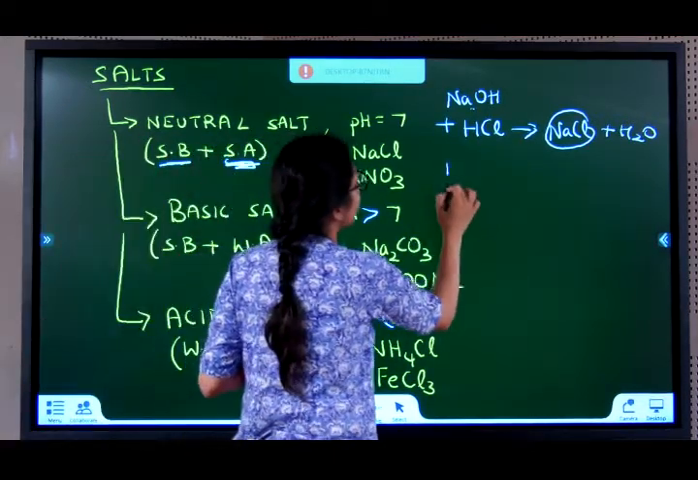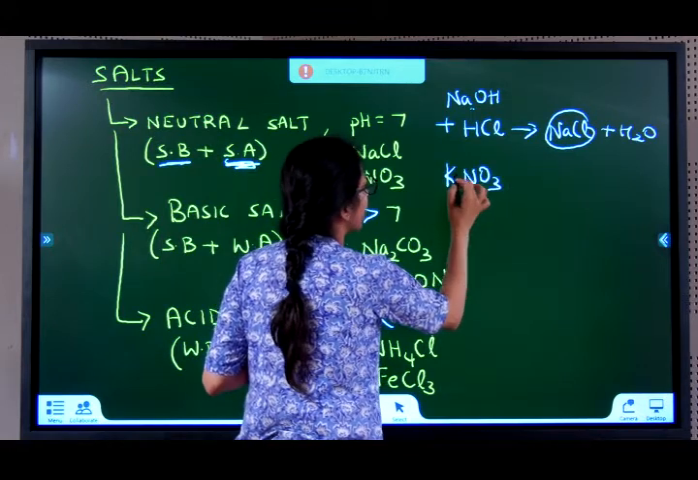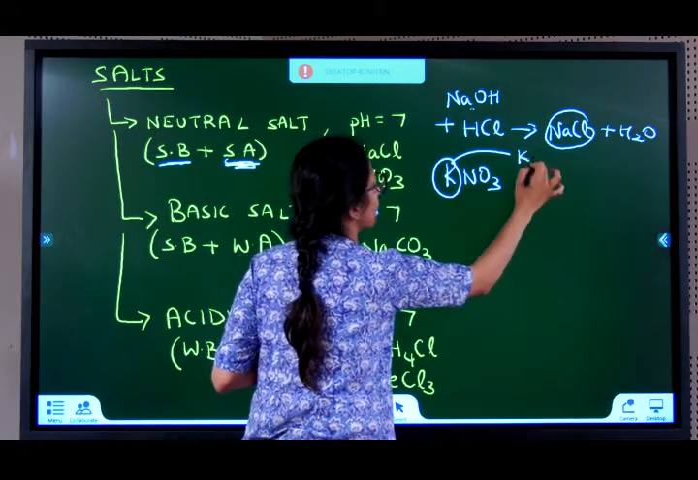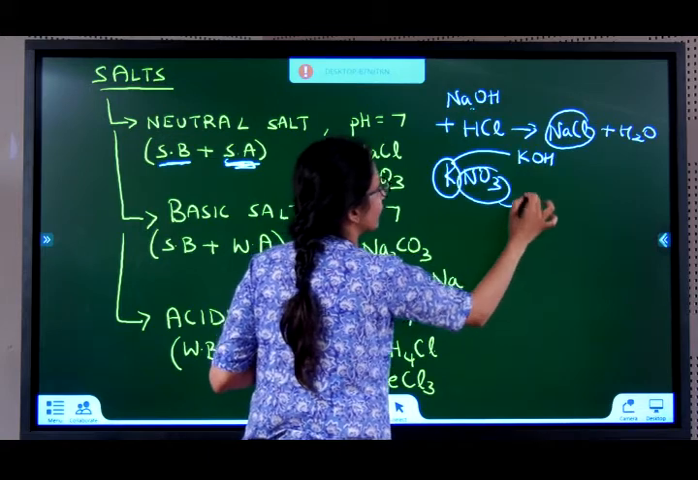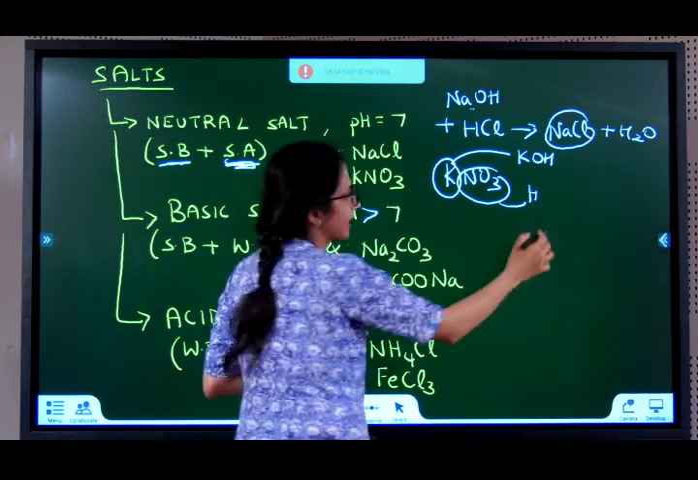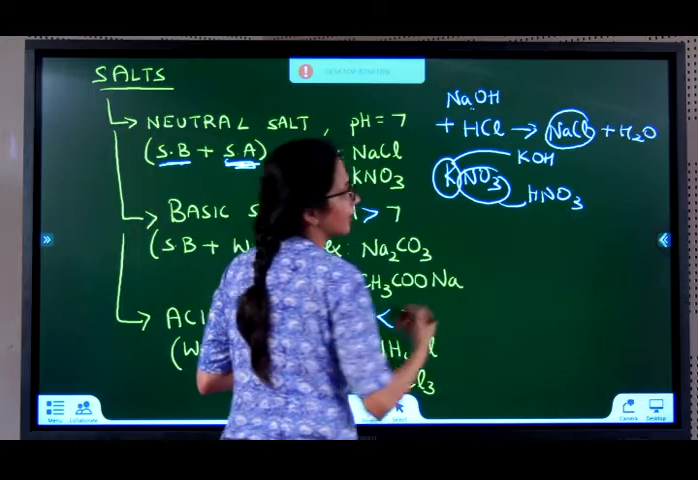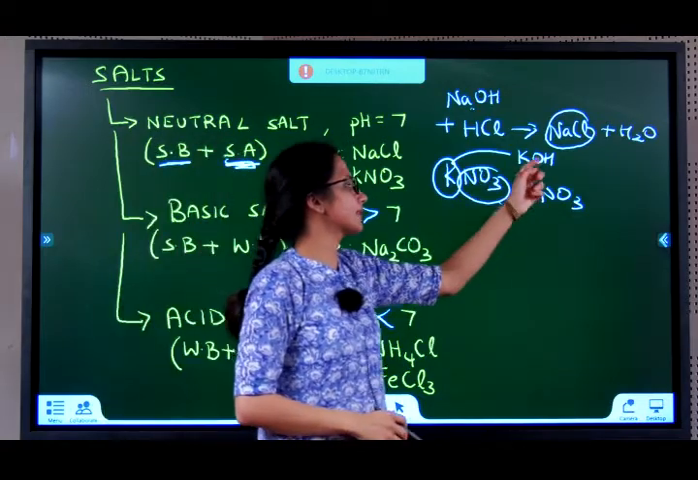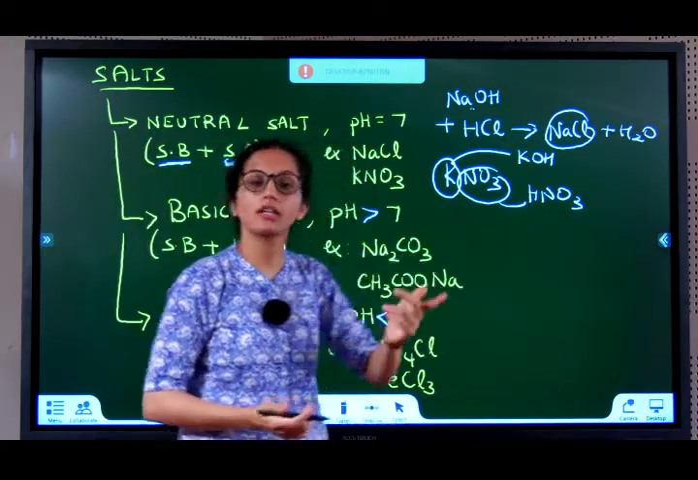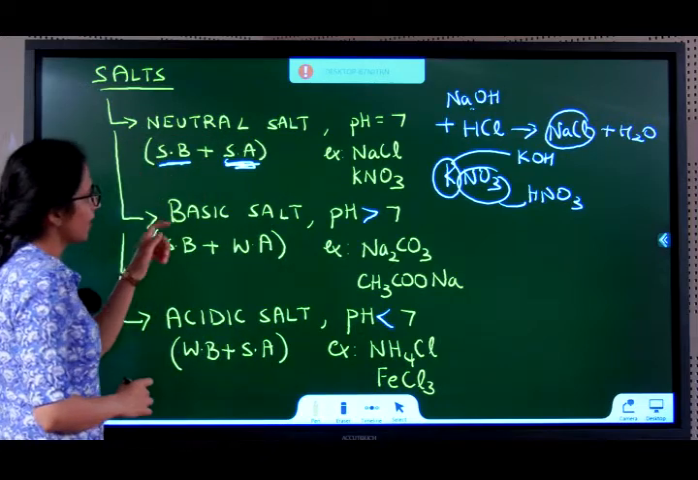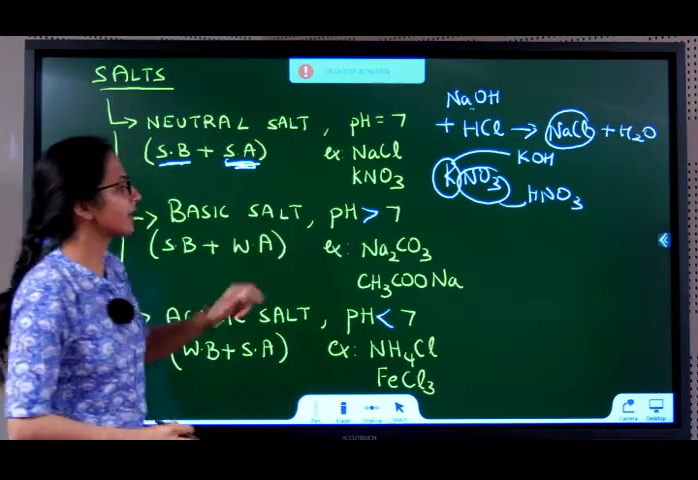KNO3. From where will KNO3 come? K will come from KOH. NO3 will come from which acid? Nitric acid, HNO3. Agreed? Strong base, strong acid. Salt is neutral.